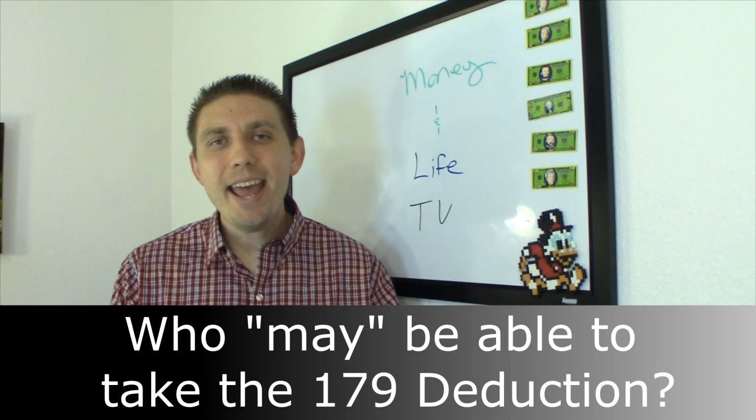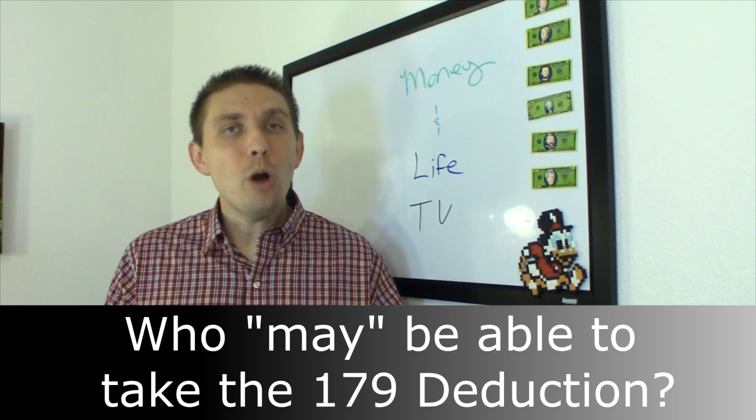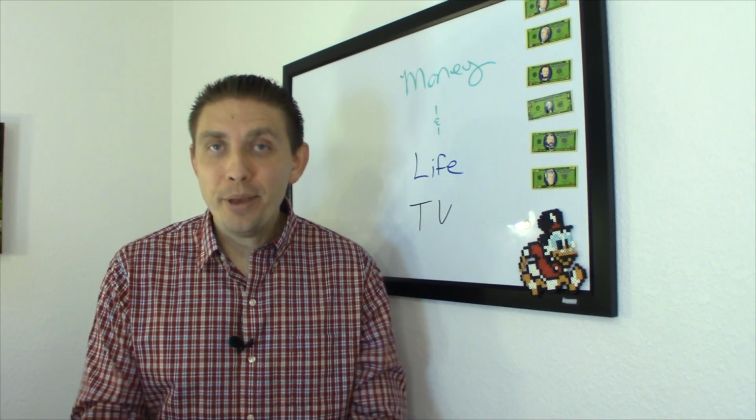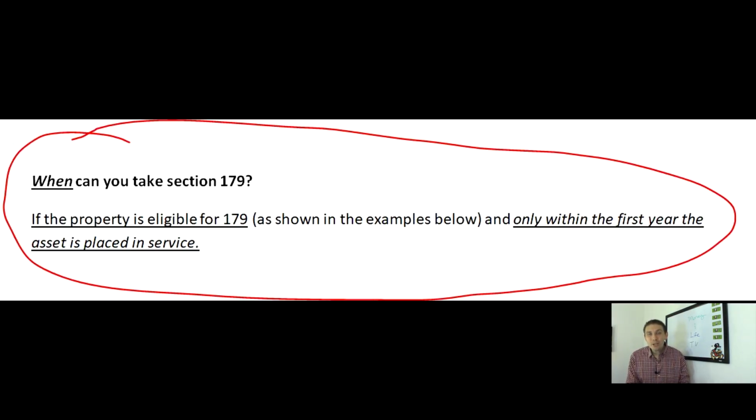So who can take the 179 deduction? People who own a business and purchase property that is used for business purposes. So when can you take the Section 179 deduction in your business? You can take it as long as you have eligible assets, things that would qualify for that deduction, and you use the Section 179 deduction within that tax year. So the year you buy the asset is the year you have to use Section 179 on that asset, because once that year is gone, you can no longer take it, and the asset will depreciate over time.